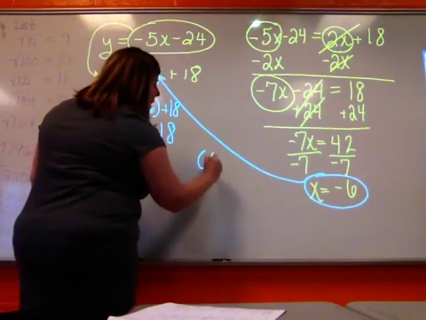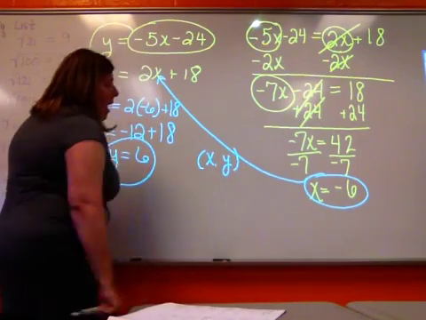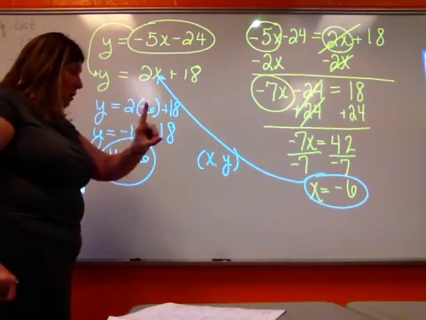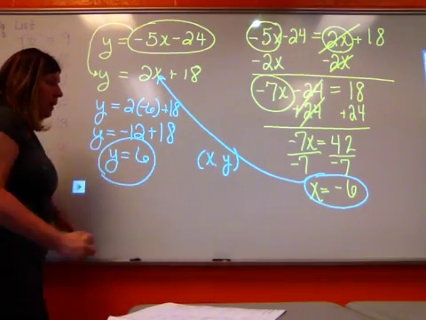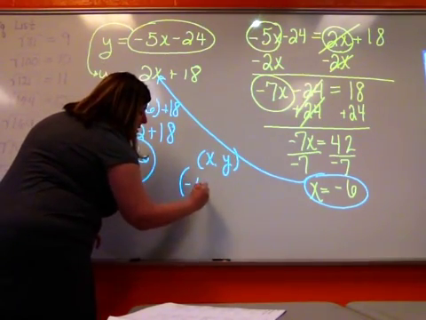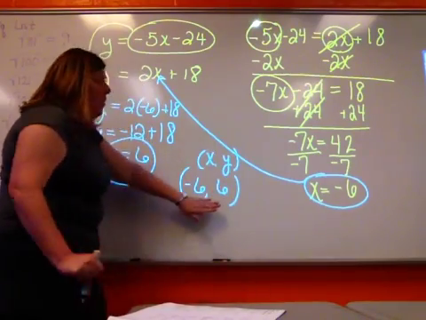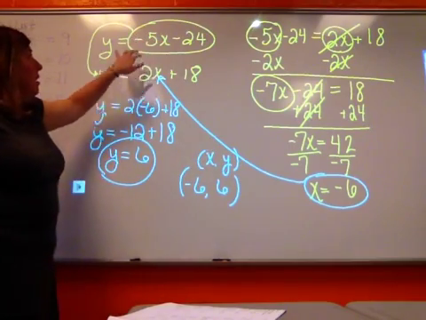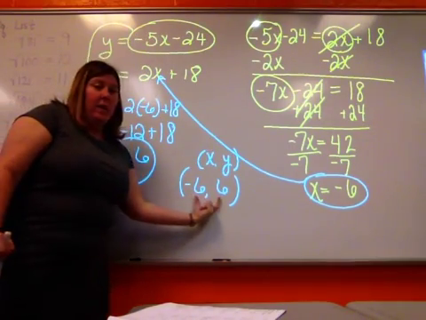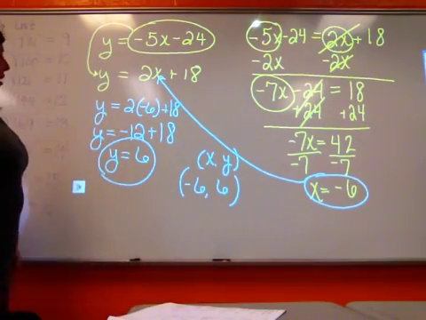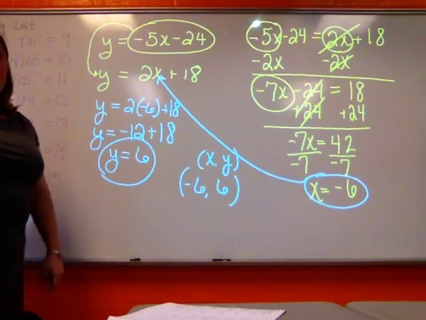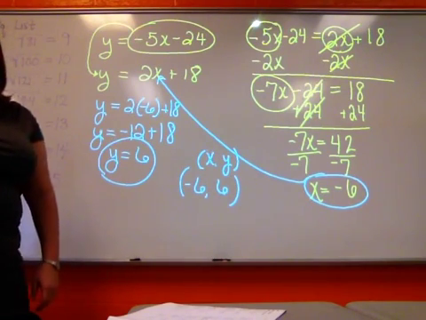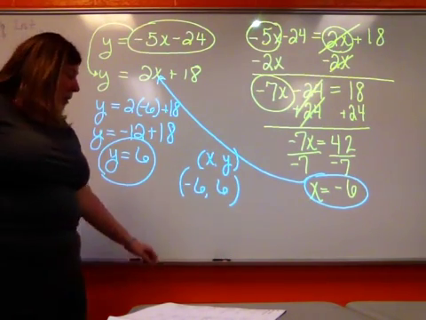And remember, my answer has to be written as an ordered pair, x comma y. So my one solution, because I was able to find my point, is negative 6 comma 6. And what that means is that both of these lines are equal at the point negative 6, 6. So that is how you work that problem. Hopefully you can see where you went wrong. You can correct your mistake, and this will be the last video that you have to watch.